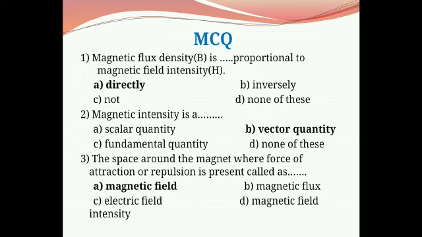Third question, the space around the magnet where force of attraction or repulsion is present is called as. The first option is magnetic field, second is magnetic flux, third is electric field, and fourth is magnetic field intensity. As we know the definition of magnetic field, it states that it is the space around the magnet where force of attraction or force of repulsion is present. Therefore, the correct answer is A, magnetic field.